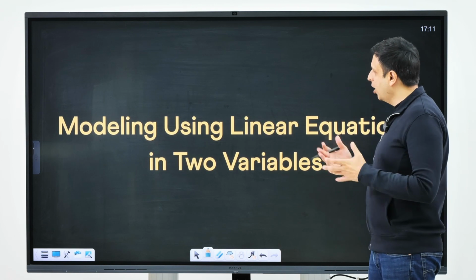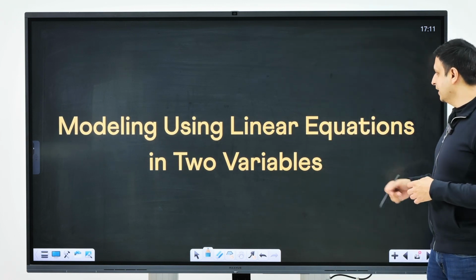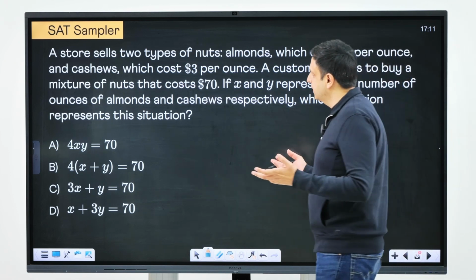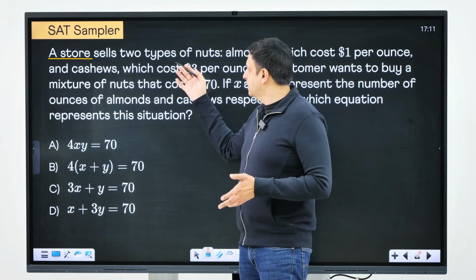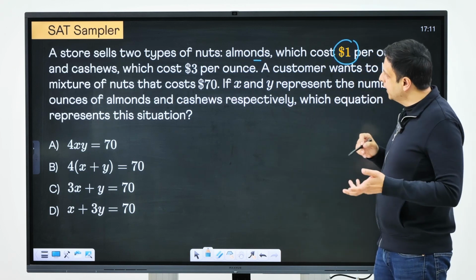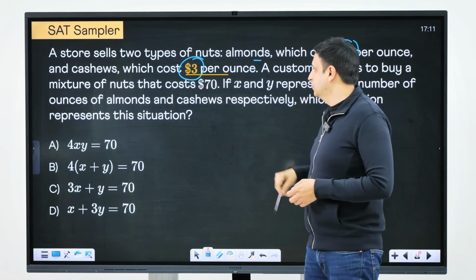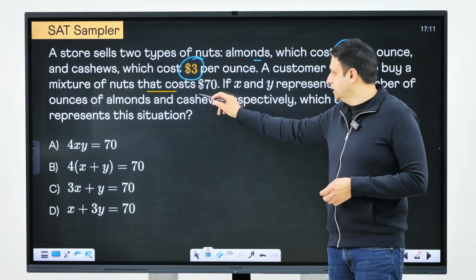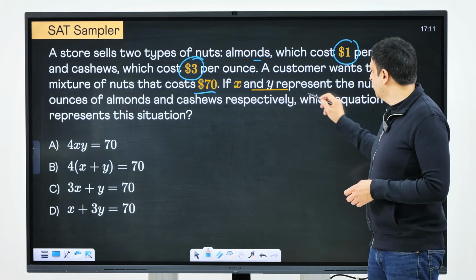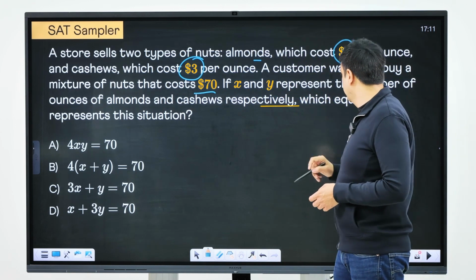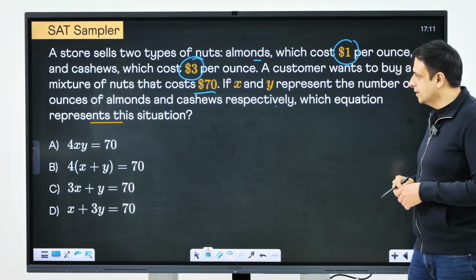Now we come to our next theme, modeling real world situations using linear equations in two variables, and here is our first SAT sampler on this theme. A store sells two types of nuts, almonds which cost $1 per ounce and cashews which cost $3 per ounce. A customer wants to buy a mixture of nuts that costs $70. If x and y represent the number of ounces of almonds and cashews respectively, which equation represents this situation?